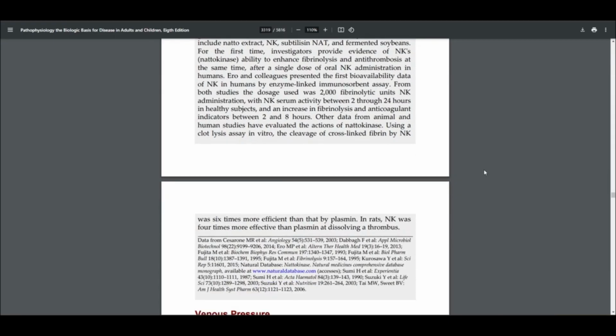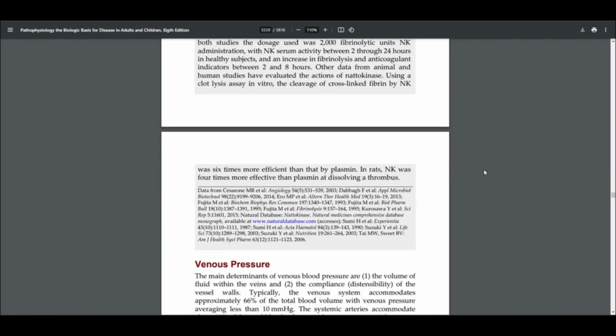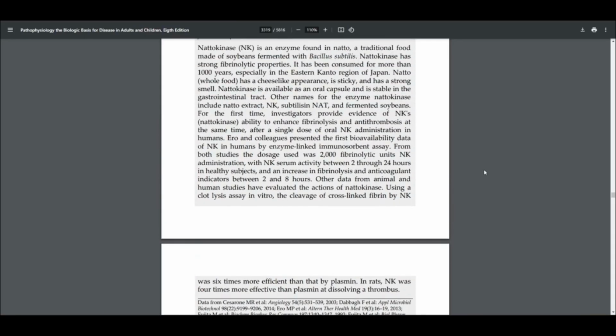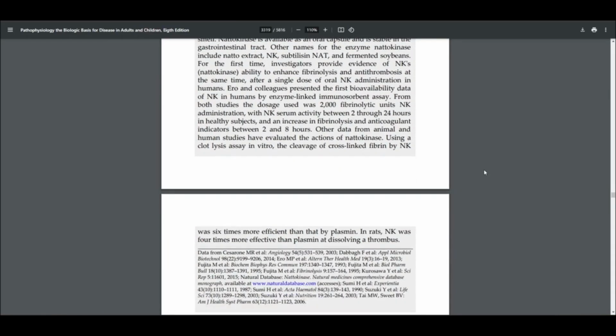With NK serum activity between 2 and 24 hours in healthy subjects and increased fibrinolysis and anticoagulant indicators between 2 and 8 hours, other data from animal and human studies have evaluated the action of nattokinase. Using a clot lysis assay in vitro, the cleavage of cross-linked fibrin was 6 times more efficient than that by plasmin, and in rats, it was 4 times more effective in dissolving a thrombus. So, eat your soybeans, apparently.